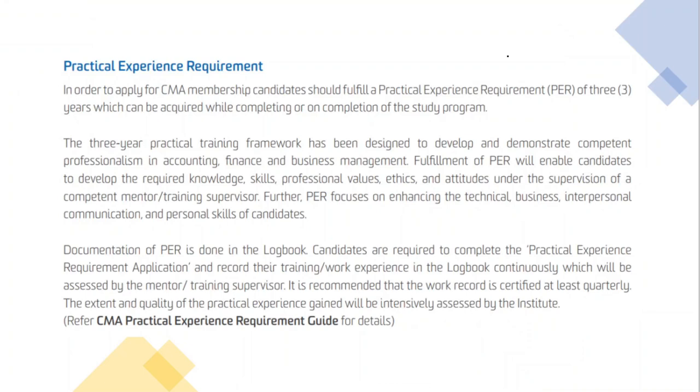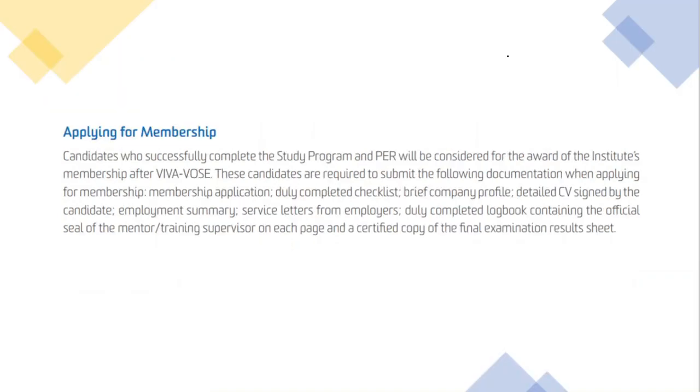Now, after you successfully finish all 4 levels along with the integrated case study, all you need to do is to show your practical experience. If you show 3 years of practical experience, then you become eligible for the CMA membership. But for you to show your work experience, you need to have a logbook, how you document your experience, and that needs to be submitted. And after that is submitted, they will have a viva.